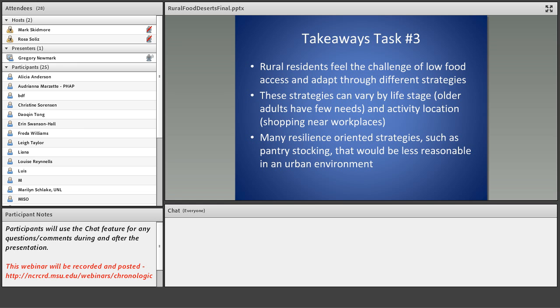So the takeaway from this task was that rural residents really feel the challenge of low food access, and they adapt through a bunch of different strategies. And these strategies can differ by life stage, where older adults could shop differently than younger families, and also by activity locations. So people that worked in a town would often shop near their workplace. And we also noticed that many of the resilience strategies, which mostly tied to pantry stocking, would just not be reasonable in an urban environment where people would not have the space to have multiple freezers and store very large amounts of meat.